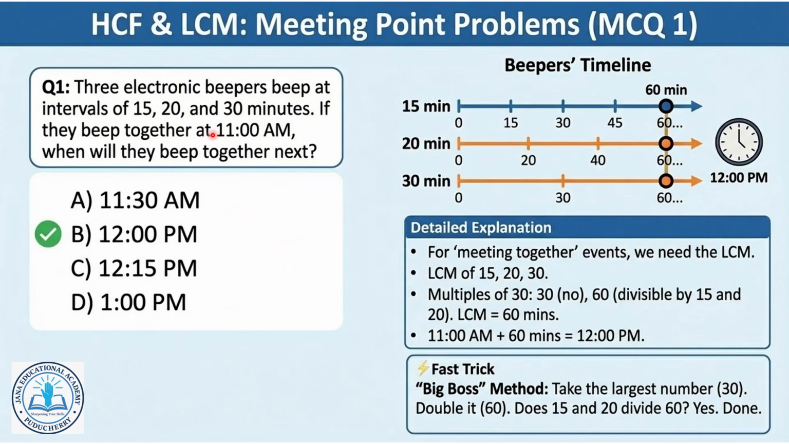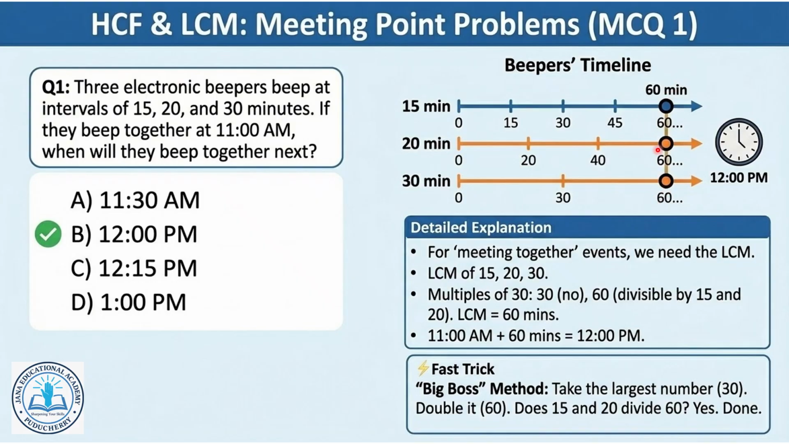So when all the beepers beep together at 11 a.m., when will they beep together next? How can you find out? We write it out. First 0 to 15 minutes, 30 minutes, 45 minutes, then 60 minutes. Then for 20: 20, 40, 60. And for 30: 0 to 30, and then 60. So all three coincide at 60.